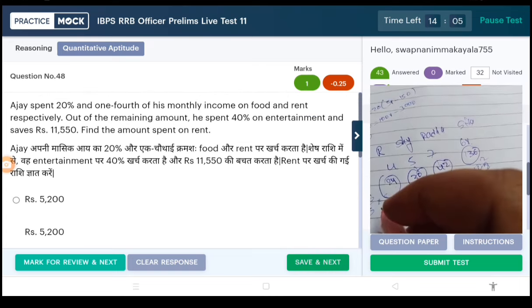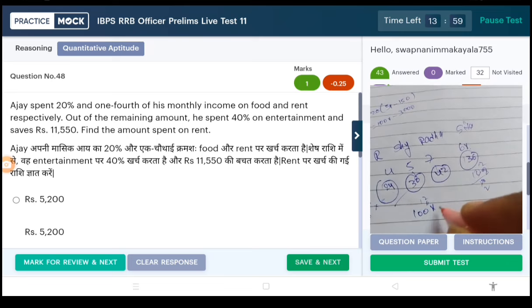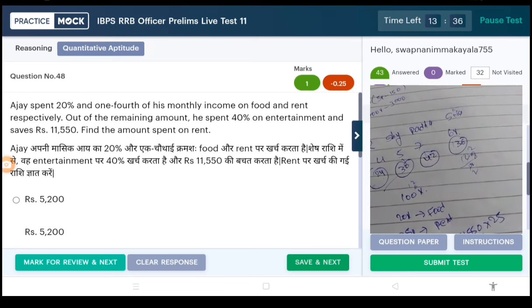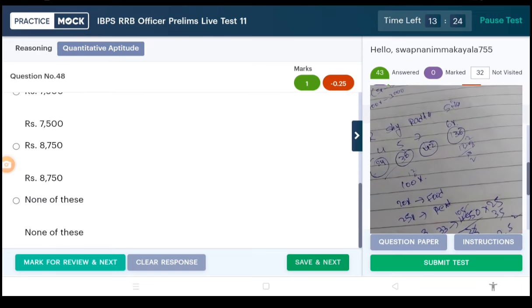So Ajay spent 20% and 1/4 of his monthly income on food and rent, 100x. 20x is food and 25x is rent, 55x. 33 is 11550, 25, 8750.